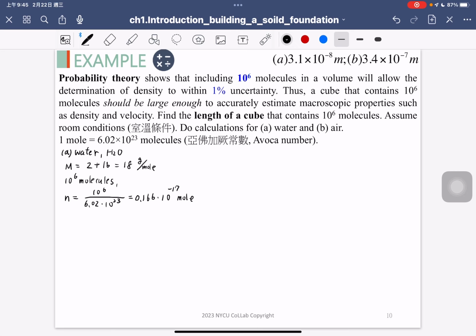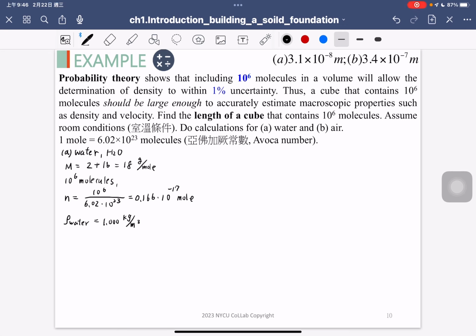I want to calculate the density, and I already know the density of water. Under room conditions, I know the density of water should be around 1,000, and the unit is kilograms per cubic meter, right? Kilograms per cubic meter.